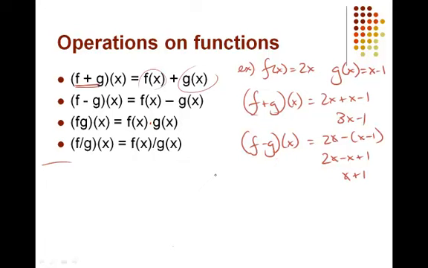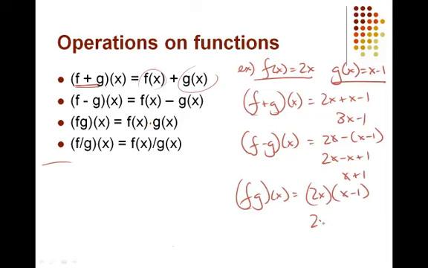Multiplication and division work exactly the same. Again, using these two functions one more time. F times g of x would be f of x times g of x, multiplied to get 2x squared minus 2x. And the final, which would be f divided by g of x, would give me 2x divided by x minus 1. So very, very simple operations.